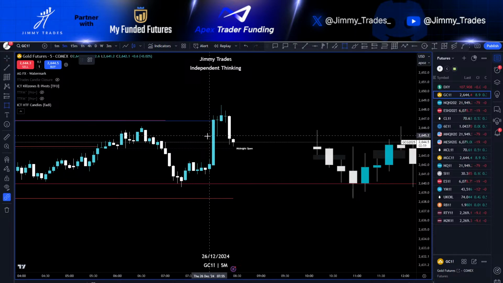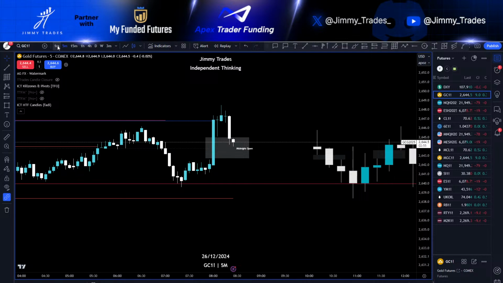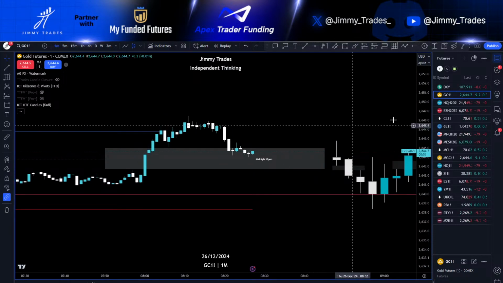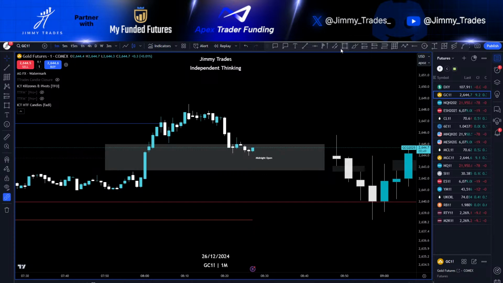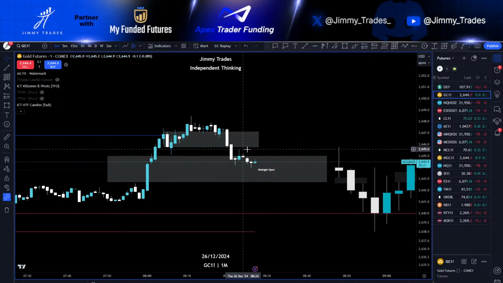Might get a potential inversion here. You can see a 1 minute. We have a unicorn here on the 1 minute. Didn't get a tap back in yet.